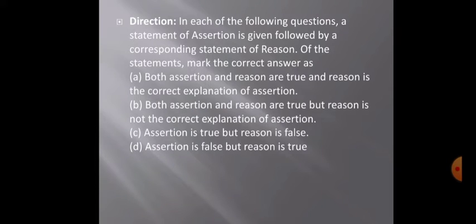So once again, with the directions here. As you know, in each of the following questions, a statement of assertion is given, followed by the corresponding statement of reason. Of the statements, mark the correct answers as A: both assertion and reason are true, and reason is the correct explanation of assertion. B: both assertion and reason are true, but the reason is not the correct explanation of assertion. C says assertion is true but reason is false. And D, assertion is false but reason is true.